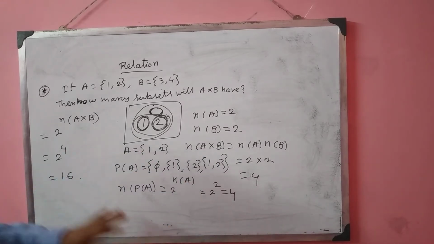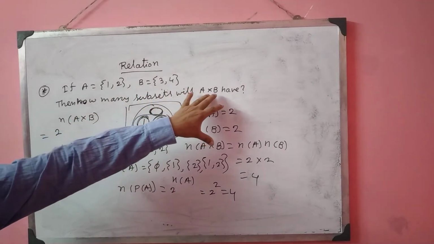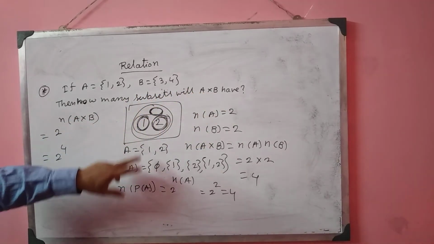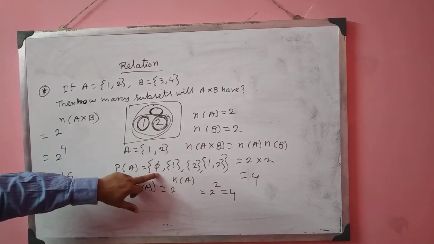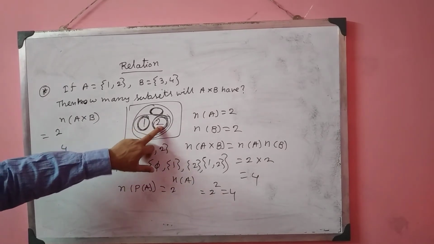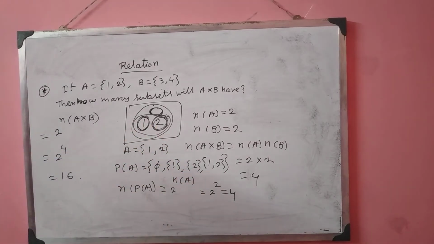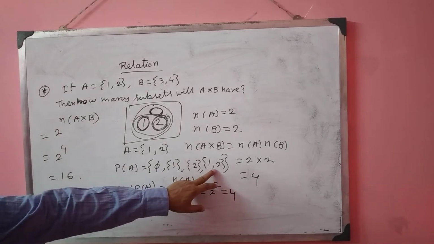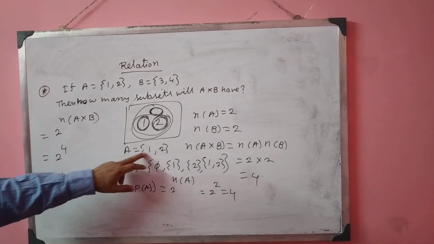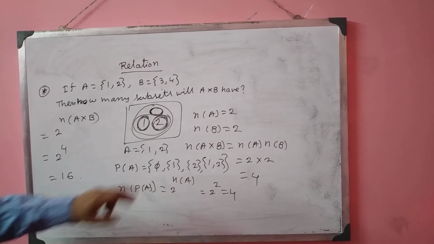By this formula we use 2 to the power n of A cross B, because we have to find the subsets of A cross B. Just for example, here phi is the null set, {1} is a singleton set, and {2} only is also a singleton set and a subset. {1, 2} both are also a subset of this set, because every set is a subset of itself. {1, 2} is a subset of itself. Phi, or the null set, is a subset of every set.